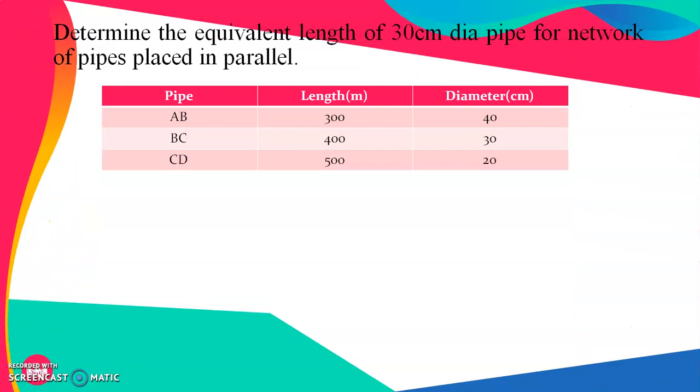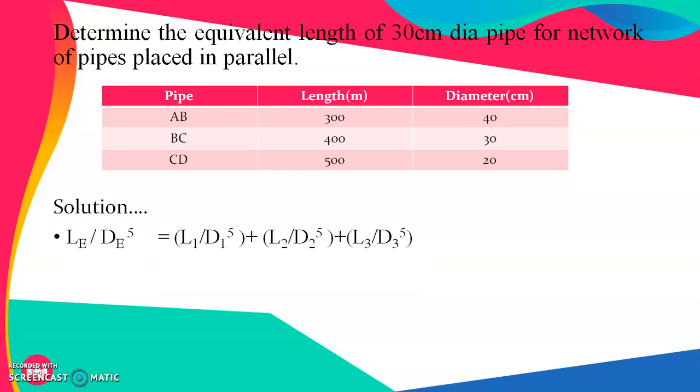Let's try to solve one very small example to understand this concept. We'll try to determine the equivalent length of a 30 centimeter diameter pipe for the network of pipes placed in series. I apologize, I have typed parallel. So it will be a system of A to B, B to C, C to D, and its lengths and diameters have been given. So the solution.